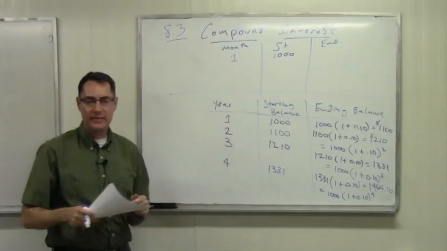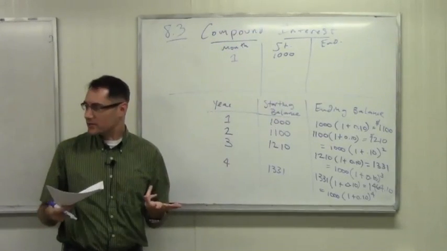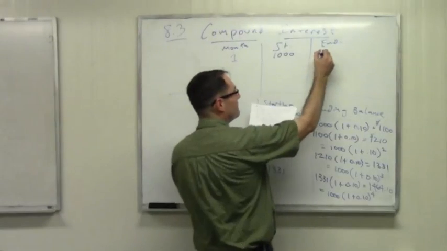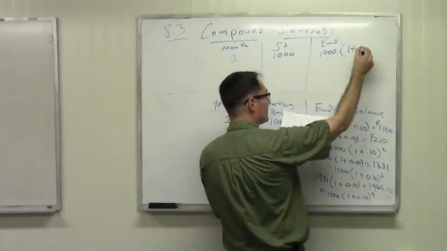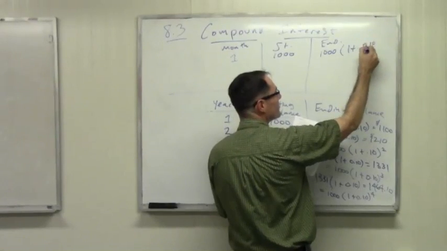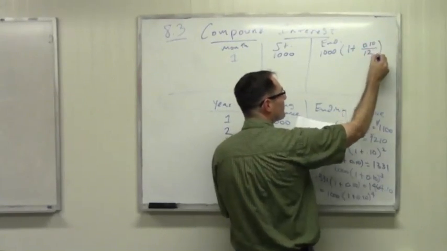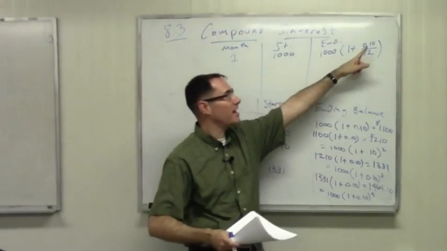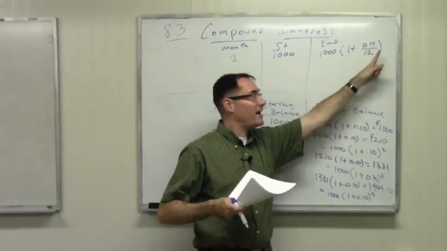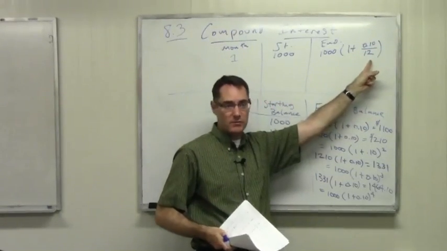After 1 month, we can figure out how much interest the bank will owe us. It's going to be 1,000 times 1 plus 0.10 divided by 12, because it's only 1 month's worth of interest. It's not 10% yet. It's 10% divided by 12 because it's 1 month's worth.